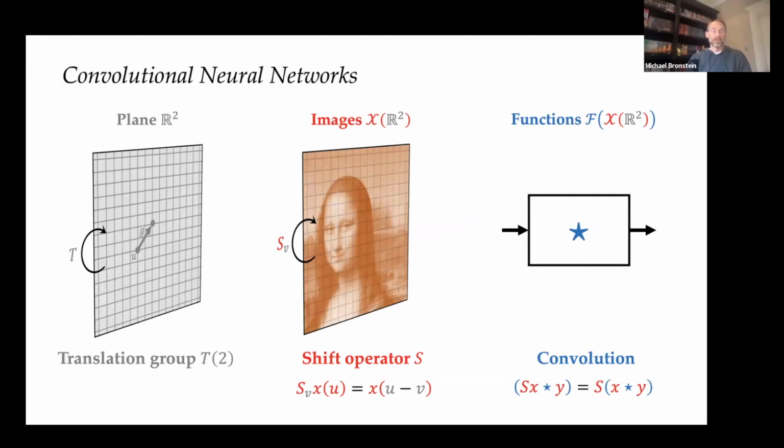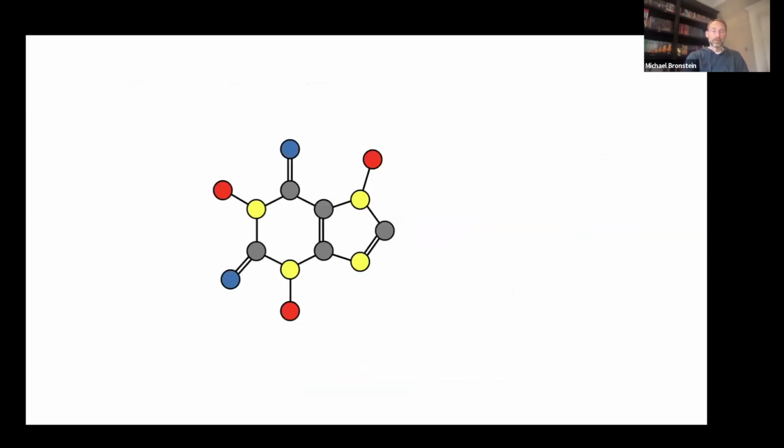Our domain here is a plane or a grid. We act on it with the translation group. On images, the corresponding representation is the shift operator. And as I said, convolution is an operator that commutes with the shift. So basically, convolutional layers come from first principles.